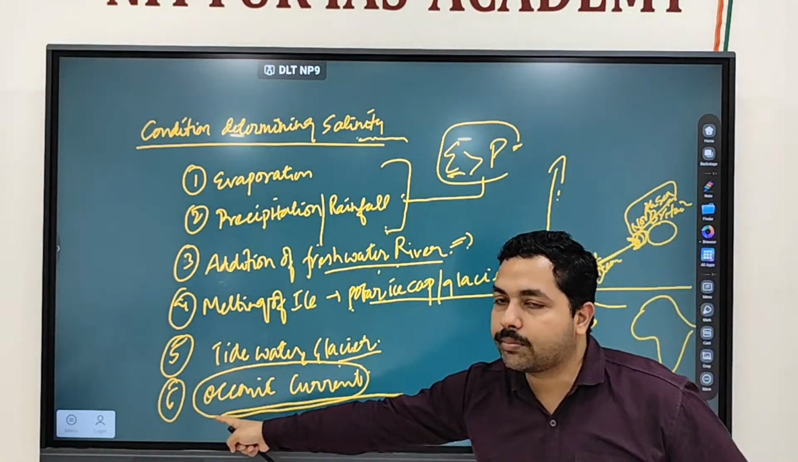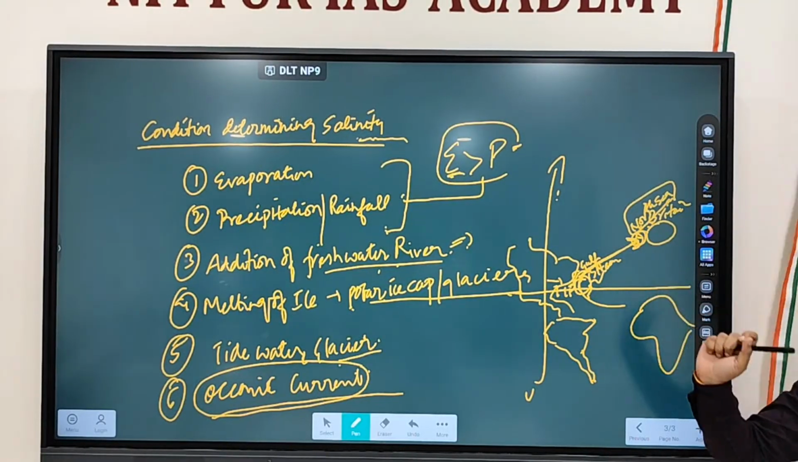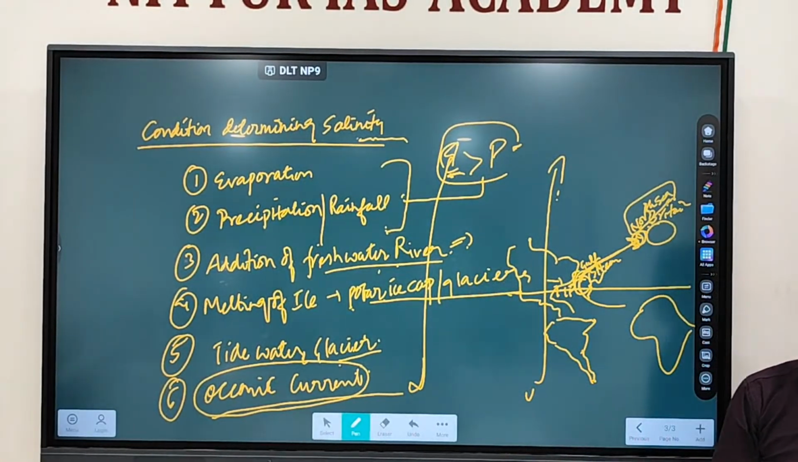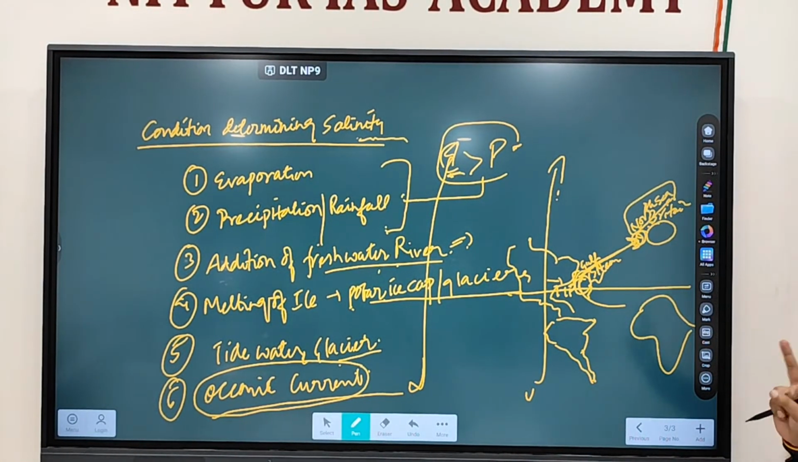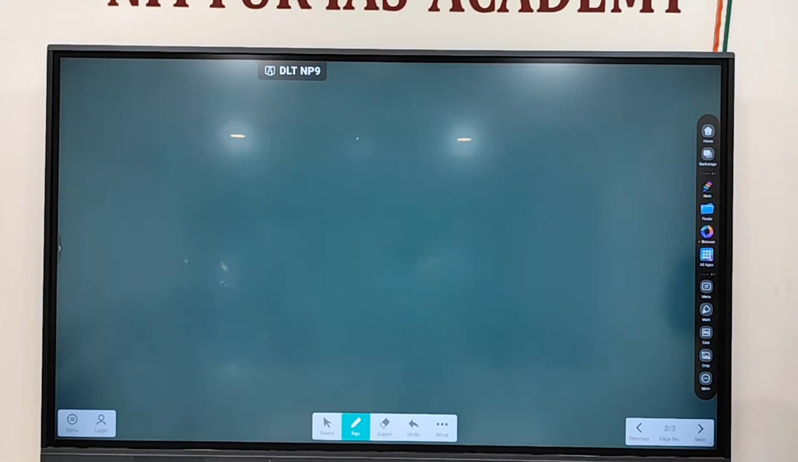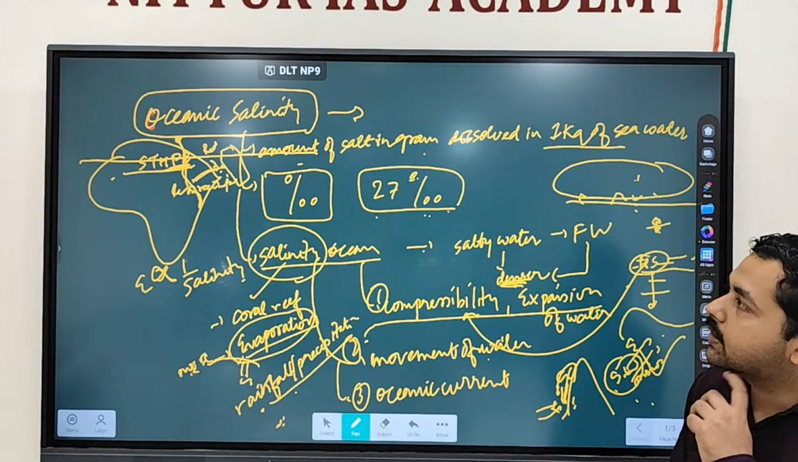So even an oceanic current can determine the salinity. If saline water is moving from one region to another region, it matters. Clear? So keep in mind that these are the factors which affect oceanic salinity: evaporation, precipitation, addition of fresh water, melting of ice, tide water, glacier, as well as oceanic current. Fine. So how do we define the term salinity? It is the amount of salt dissolved in 1 kg of sea water, and as we discussed, this is the symbol of salinity. That is how we indicate salinity.